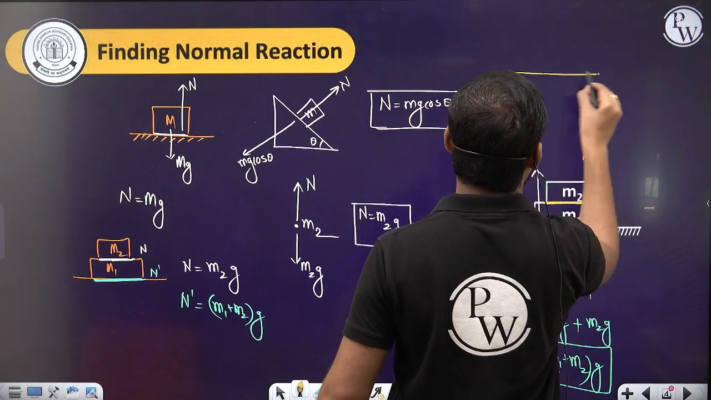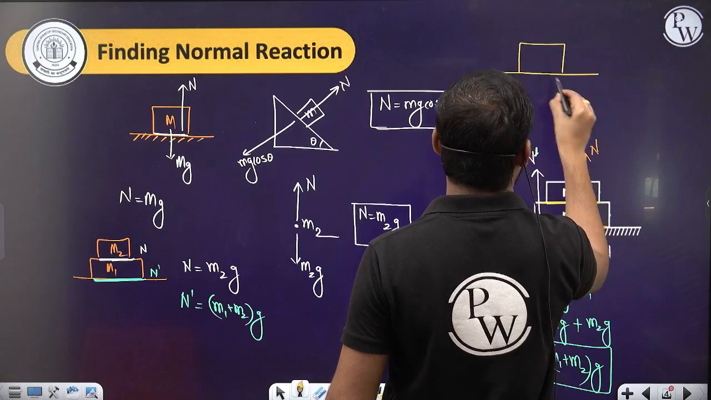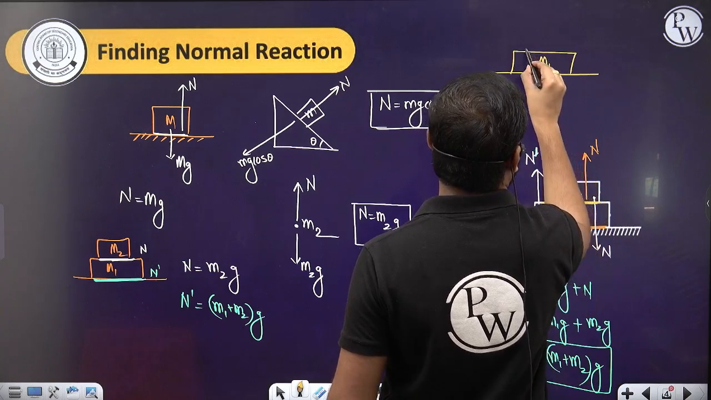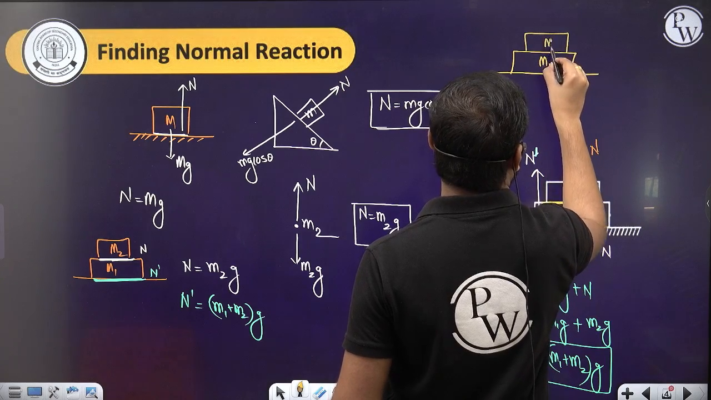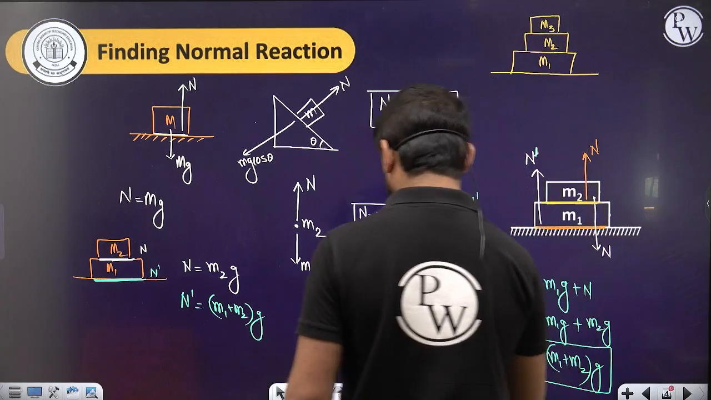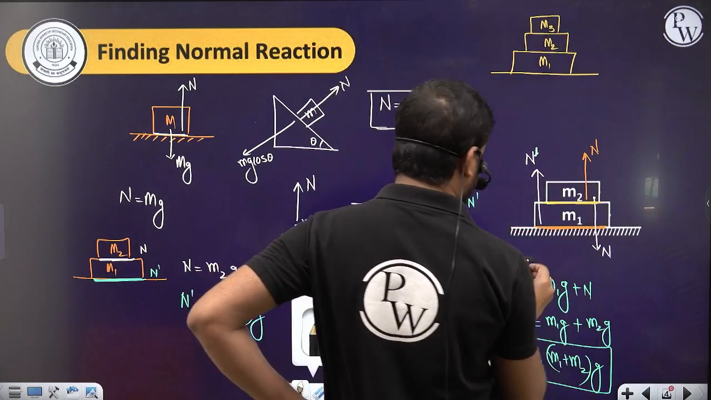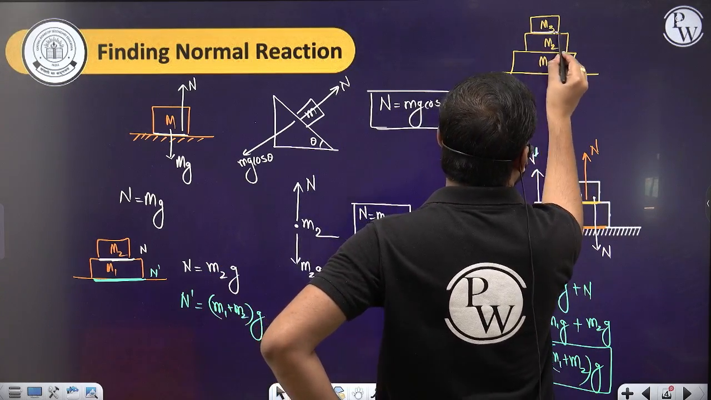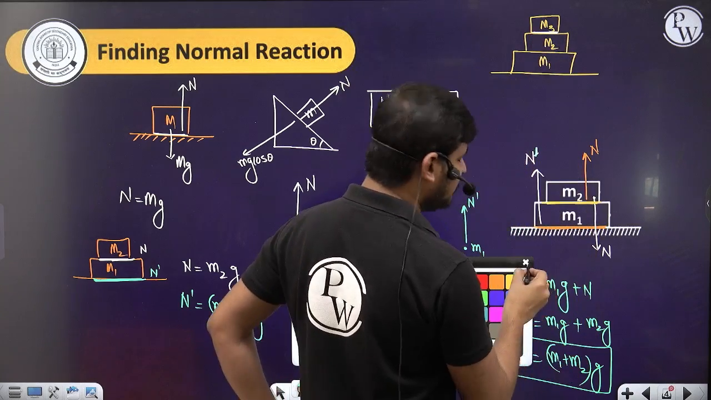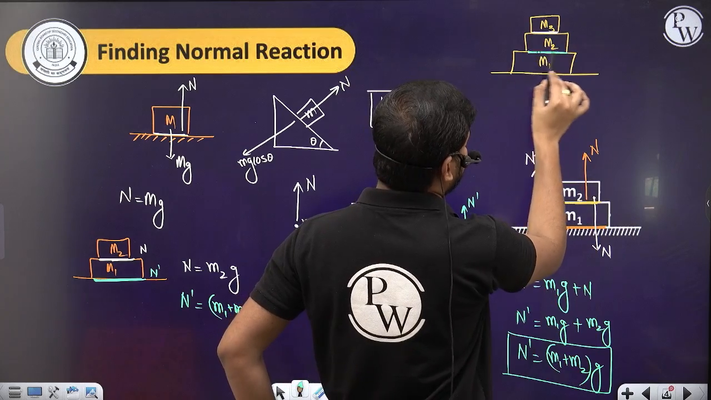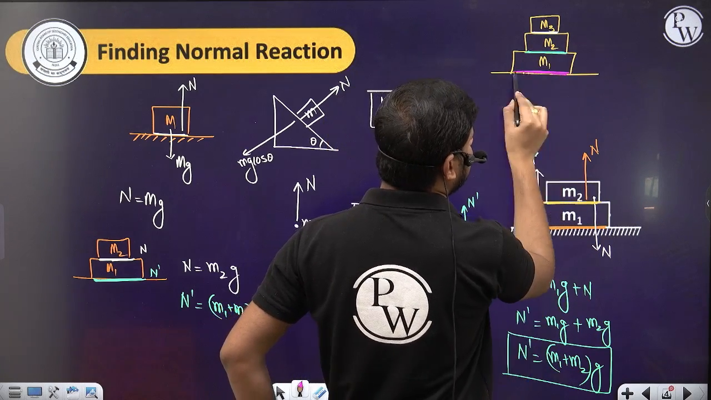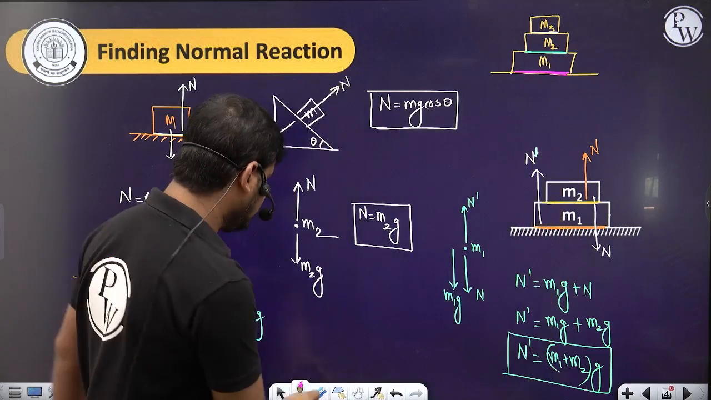let me consider this is block 1, the m1 block, and consider this is the m2 block, and consider this is the m3 block. So there are three blocks. Now what are the different points of contact? Here the normal will be there, let it be N, and here the normal will be there, let it be 2, right? And then here also the normal is there, let it be 3. So there are three normals in total.